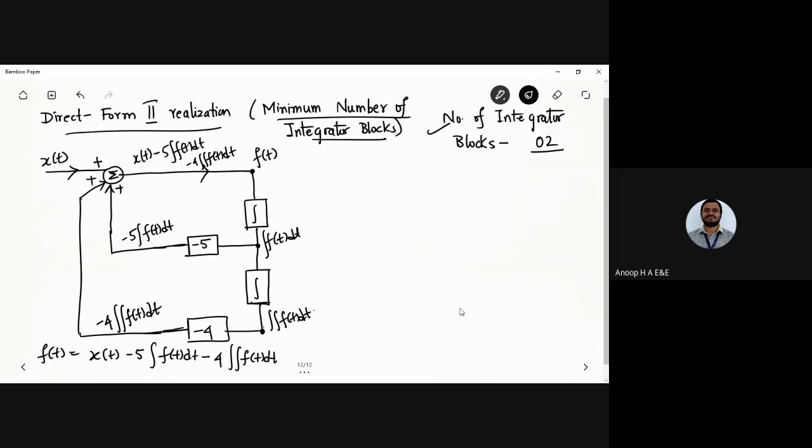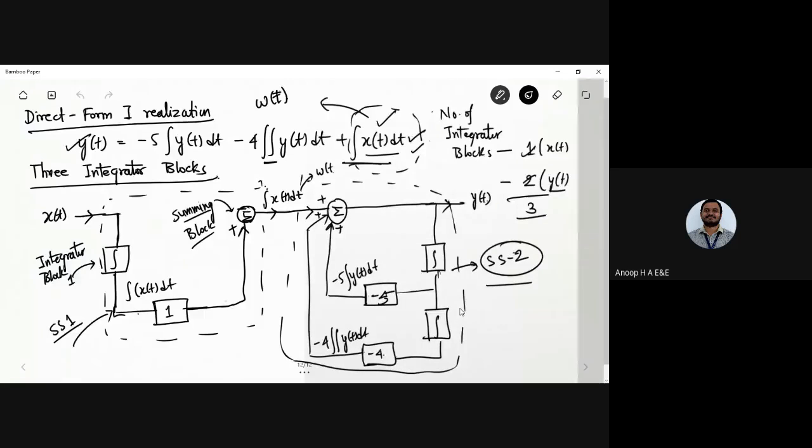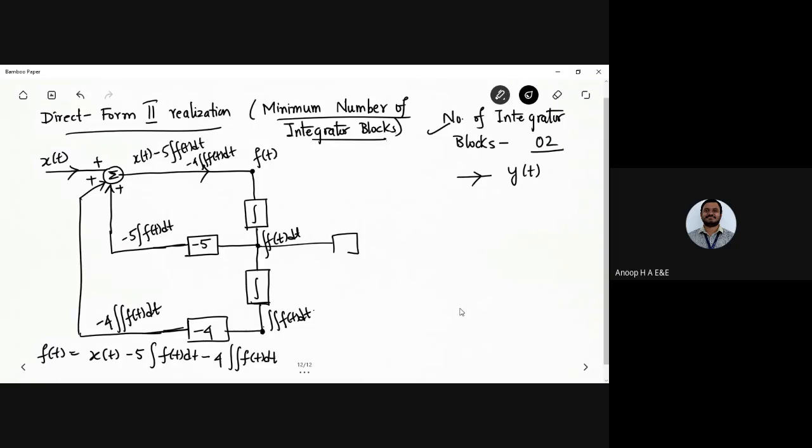So now I need to realize the output here, that is y of t. Okay, I need the output. So now what do I do? I have to use only one integral block because the subsystem 1 and the subsystem 2 component is being replaced. So after one of the integral block, I need to multiply it by only one to get integral f of t dt. Okay, so only after one of the integral block I'll be using, and I'll be taking the summation here and I can have the required output.